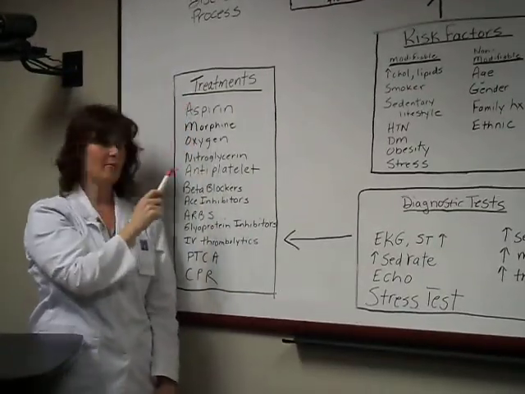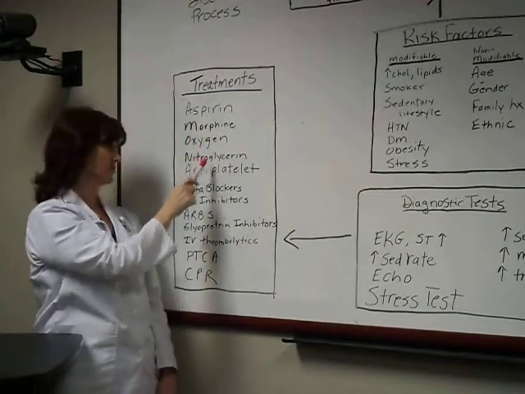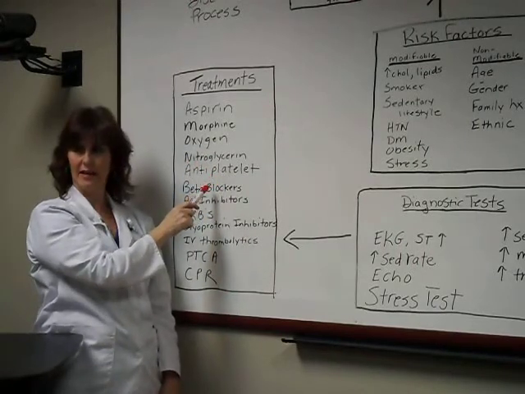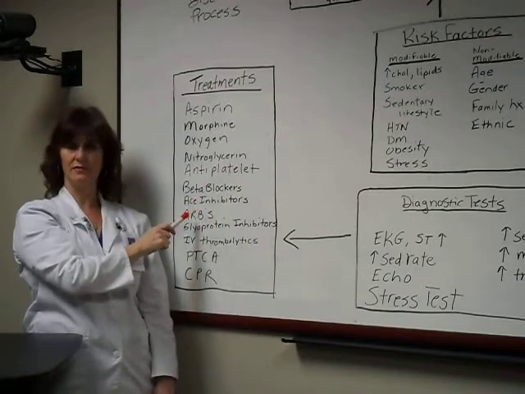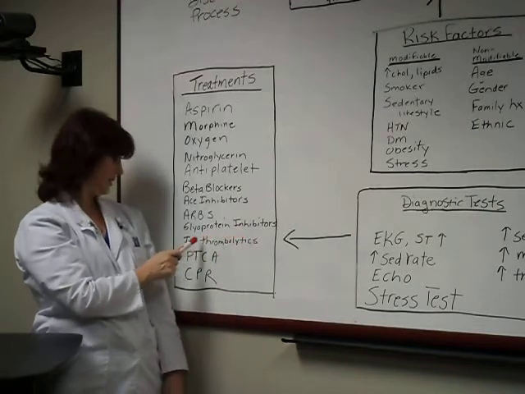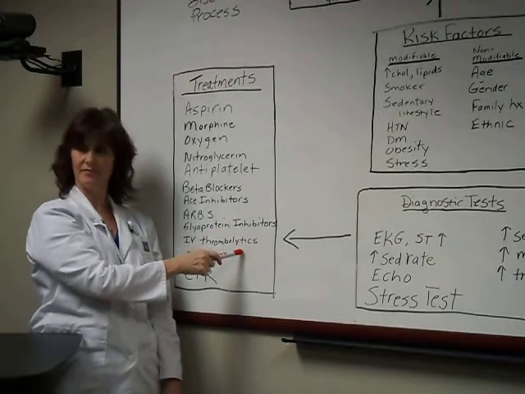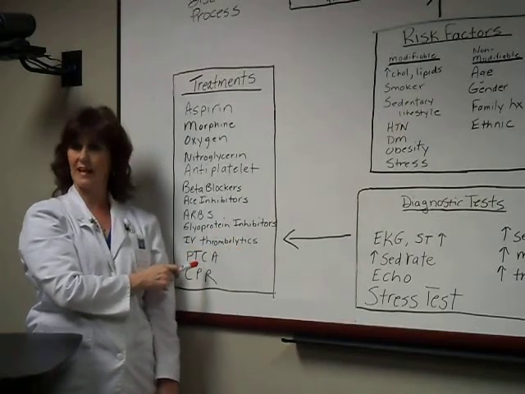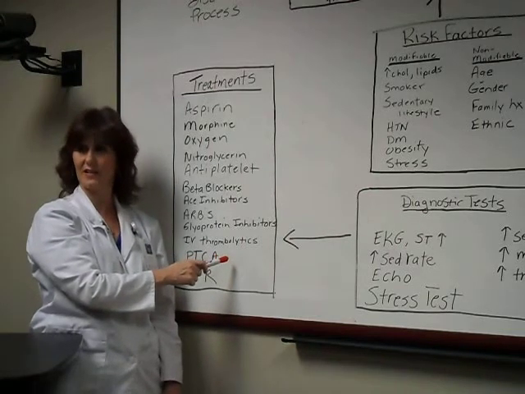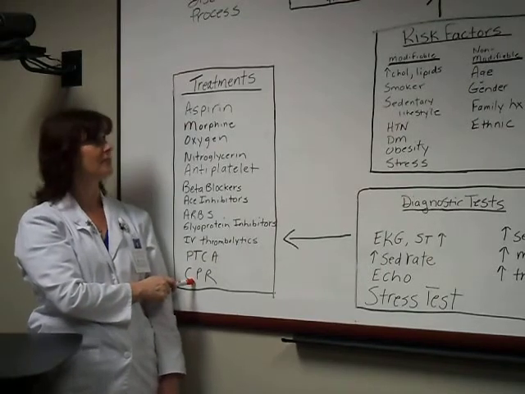All patients who come in with an MI usually get aspirin, morphine, oxygen, nitroglycerin, and then depending upon the physician, antiplatelets, beta blockers, ACE inhibitors, angiotensin receptor blockers, glycoprotein inhibitors. Sometimes we will give them IV thrombolytics to dissolve the clot. Sometimes they may have to go to the cath lab and get a PTCA, which is angioplasty and stent placement to the vessel that's occluded. And in some cases, we may even have to do CPR.